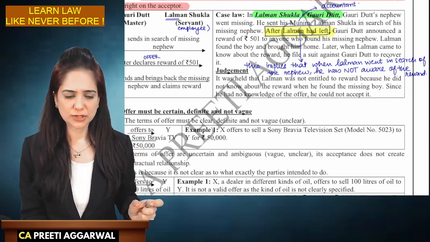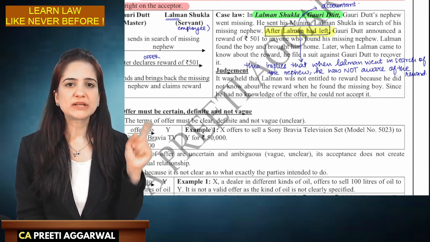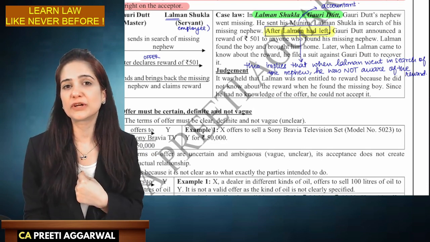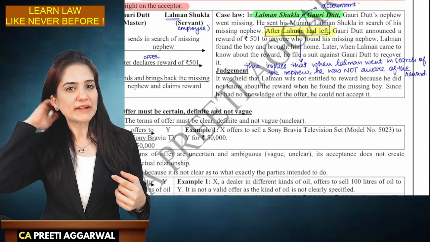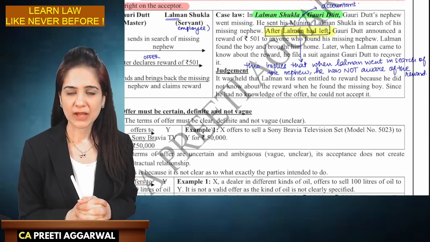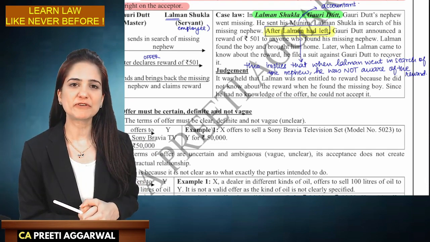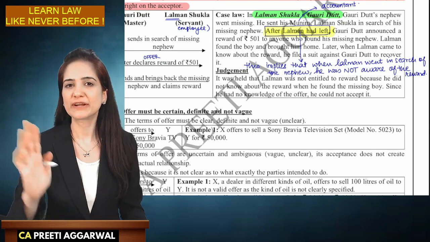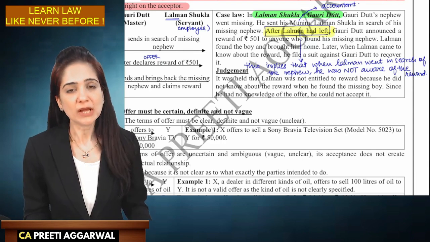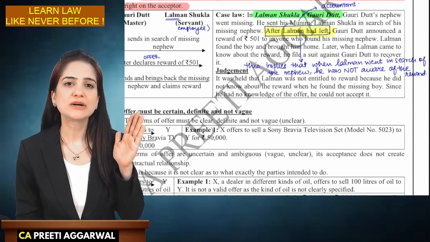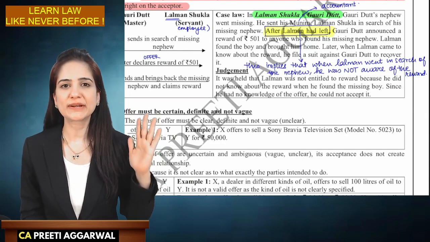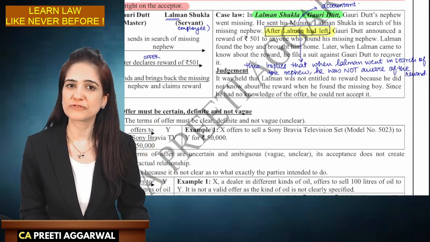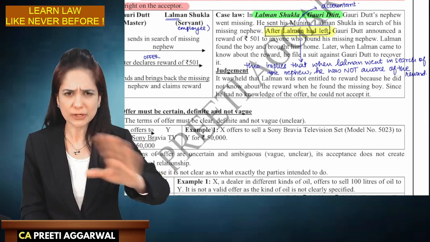Acha, one more variation. What if when Gauri Dutt had sent him, he said, see Lalman, if you find my nephew, I will give you a reward. Then Lalman went in search of the missing nephew. Now, is he entitled to the reward if he finds the nephew? Yes, because he knew about the reward when he went in search of the nephew. So you must know about the offer before you go. Here in this case, Lalman should have known about the offer when he went in search of the nephew. Did you get the variations?